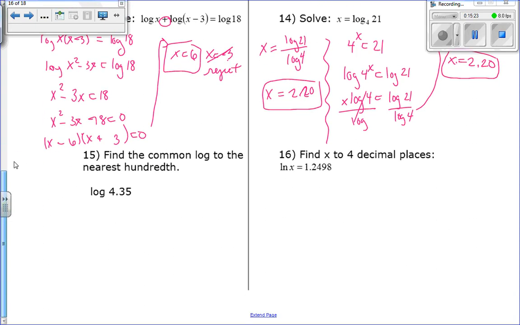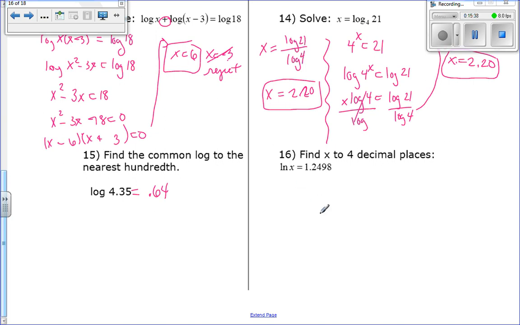For number 15, it is simply a calculator problem. Type it in just like you see it. Down to the nearest hundredth, just 2 decimal places, you get 0.64.